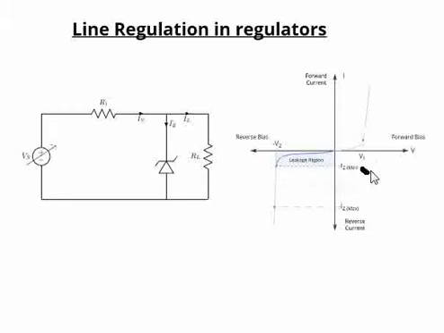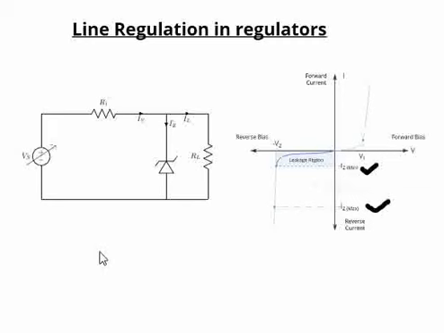So the Zener current will be between I Z max and I Z min. That's how the Zener operates, and how the Zener based regulator regulates. This can be known from the V-I characteristics of the Zener diode.